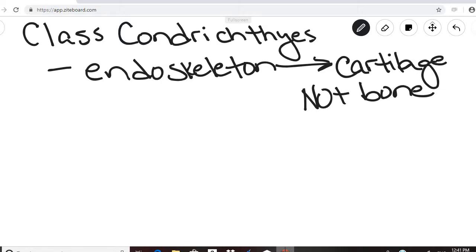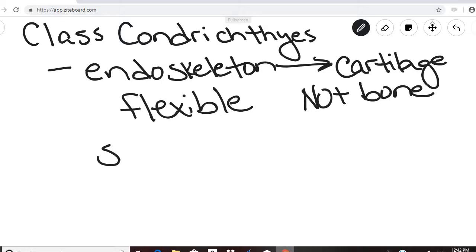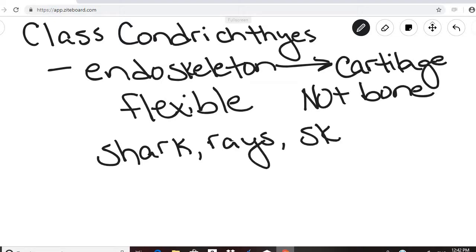Because their skeleton is made of cartilage, they're very flexible. Okay, and the fishes that would be in this category are sharks, rays, and skates. Okay, so we'll spend most of our time talking about sharks, but we will mention a few of the others.